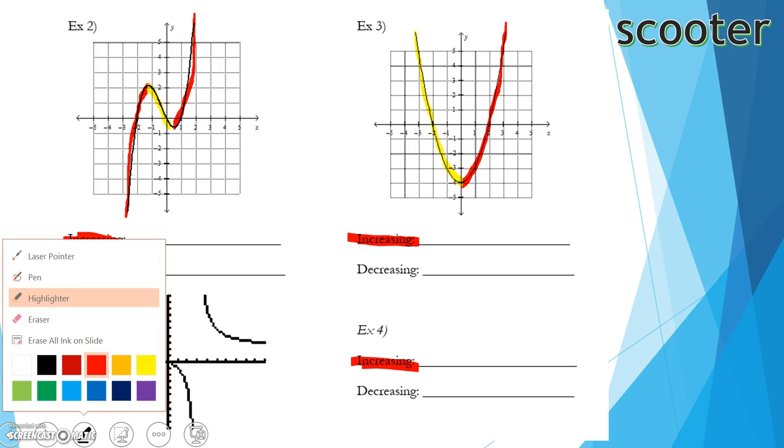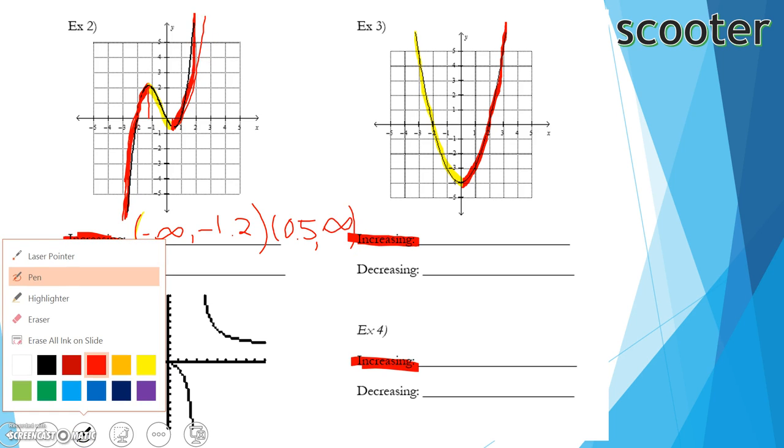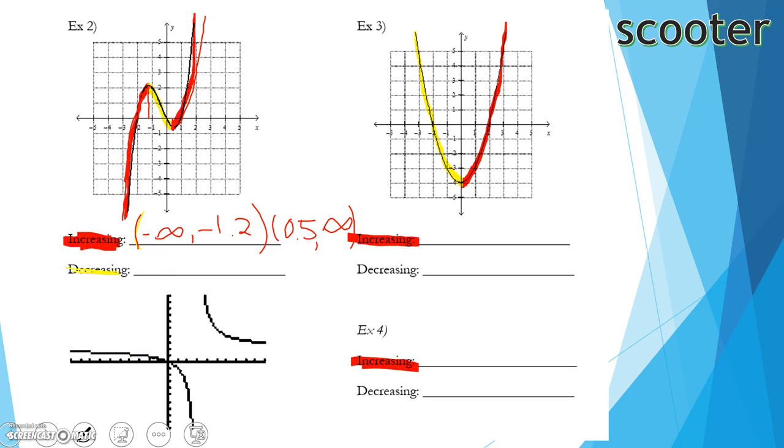Okay, so for my increasing, it is starting at negative infinity. It's coming from negative infinity, and it's stopping right up here. And I would say that's about negative 1.2. And then it starts back up right here. That's about 0.5, the x value of 0.5, and it keeps going to infinity. Now for decreasing, I am starting at negative 1.2, and I'm finishing at 0.5. So notice it just bridges the gap between these two.